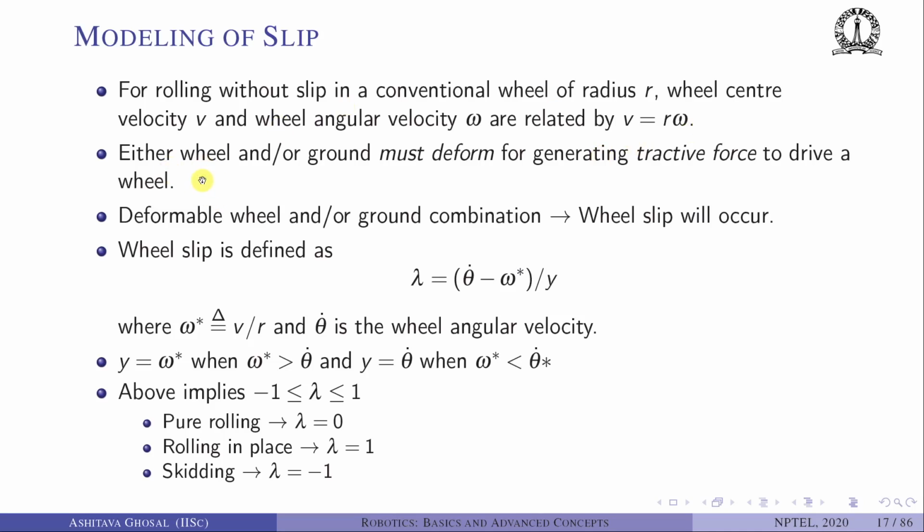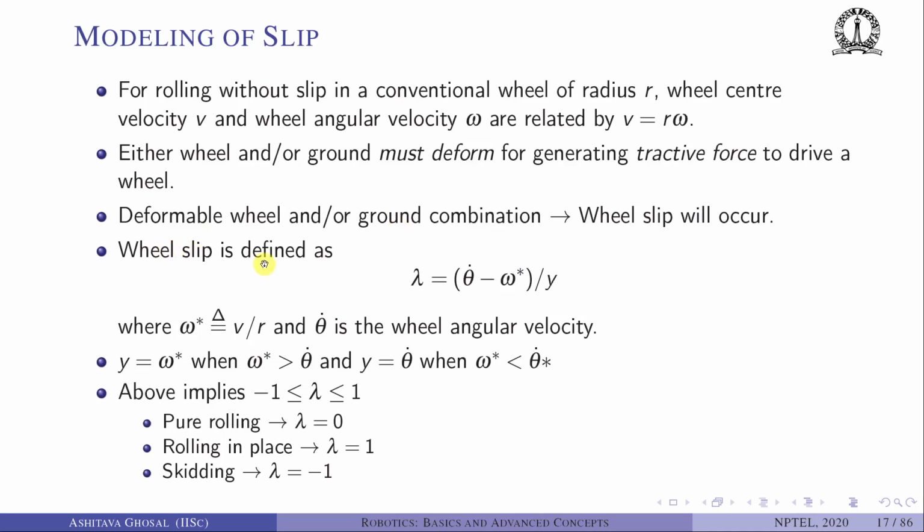Now either the wheel or the ground must deform for generating tractive forces to drive the wheel. If you have a pure point contact and both are rigid, then we cannot generate a force which will drive the wheel. Think about it. To achieve any tractive force, there must be some deformation. So unless you have a deformable wheel or a deformable ground, wheel slip cannot occur.